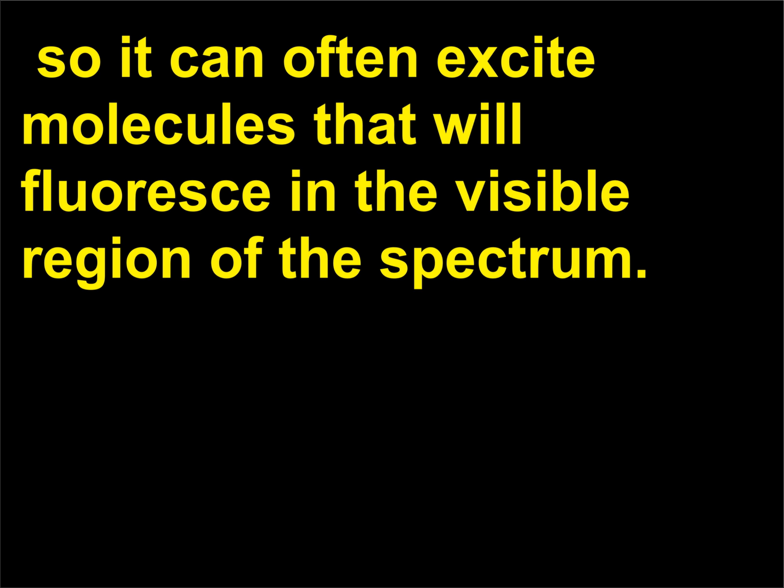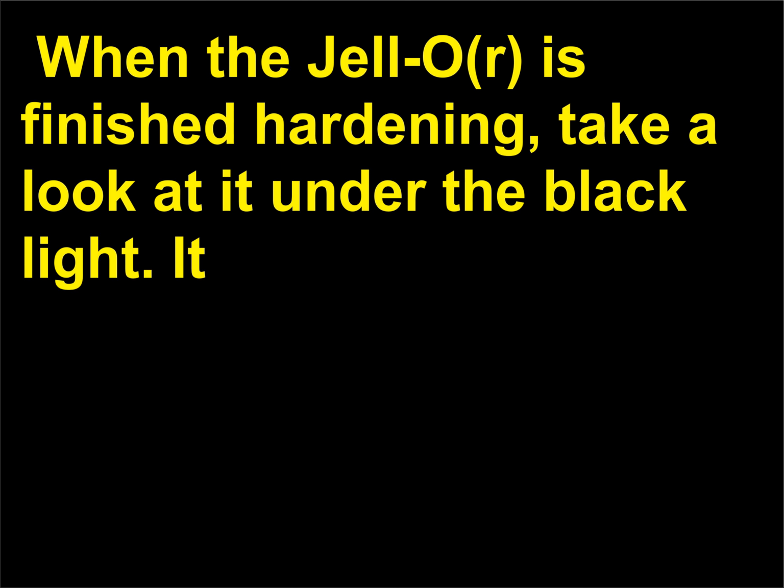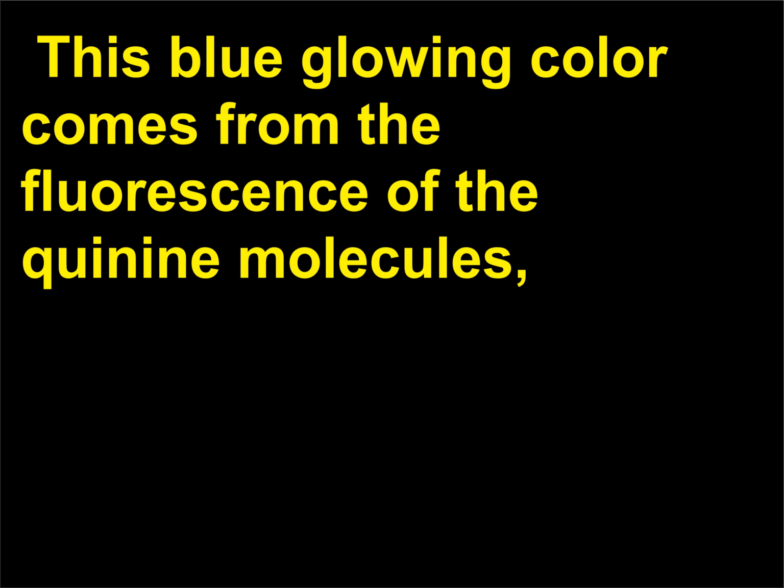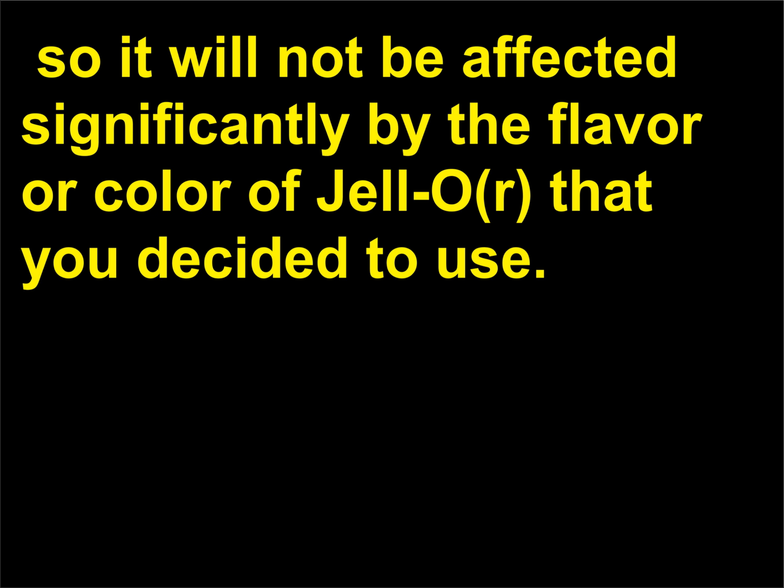So it can often excite molecules that will fluoresce in the visible region of the spectrum. When the Jell-O is finished hardening, take a look at it under the black light. It should glow blue. This is due to the fluorescence of the quinine from the tonic water. This blue glowing color comes from the fluorescence of the quinine molecules, so it will not be affected significantly by the flavor or color of Jell-O that you decided to use.